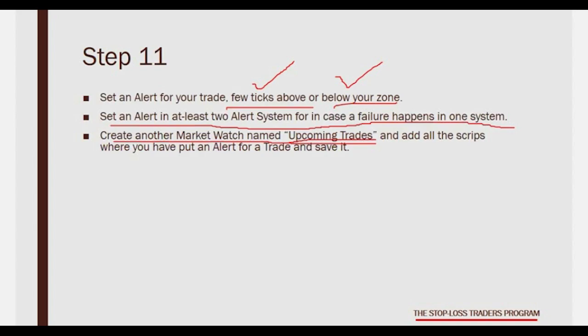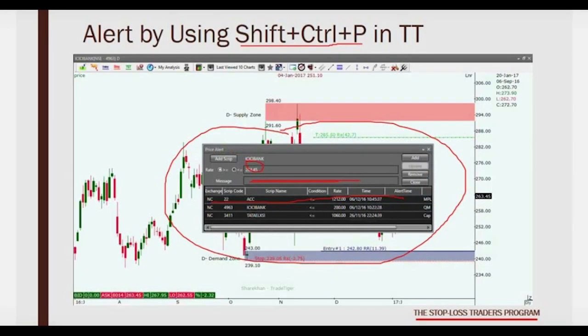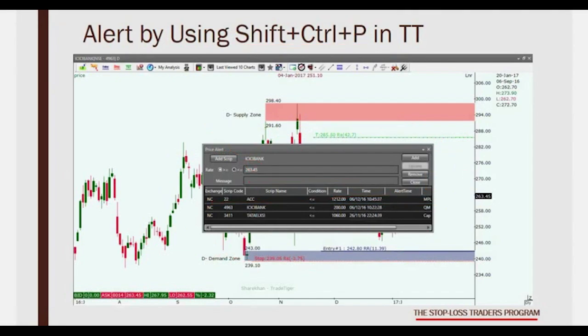Set an alert in at least 2 alert systems, in case a failure happens in one system, right? Sometimes it has happened with me many times, right? The best trades, what happened, your alert fails and you see later on that the trade happened so beautifully, and that shouldn't happen, right? So understand, everything is software, and software is mechanical and it can fail, right? So keep your alert for the trade in 2 different systems. You can keep it in 3 different systems as you may prefer, but 2 will be okay, right?